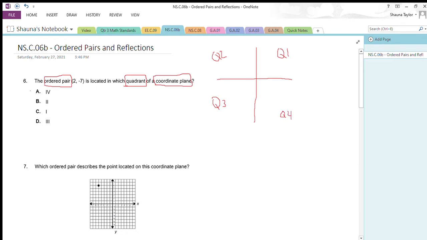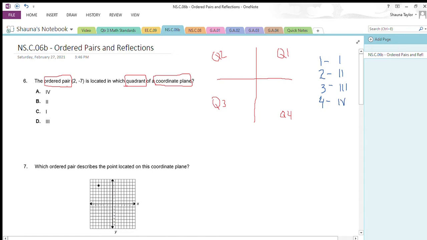So I look at my answers, A, B, C, D. Oh, I see Roman numerals. Well, what do Roman numerals mean? Well, when I see the number 1, 2, 3, and 4, when I write it in Roman numerals, it's going to look like the letter I, then like 2 I's. I think these are pretty self-explanatory. 3 would be 3 lines. And 4 is IV. So those are your Roman numerals.